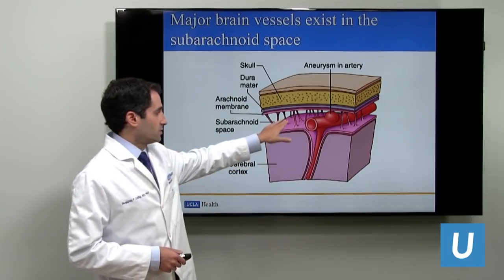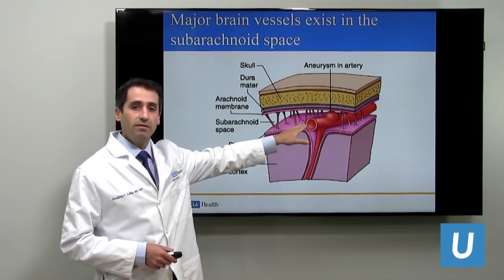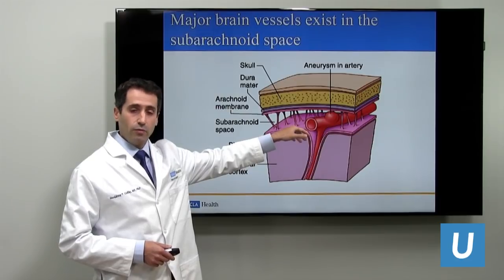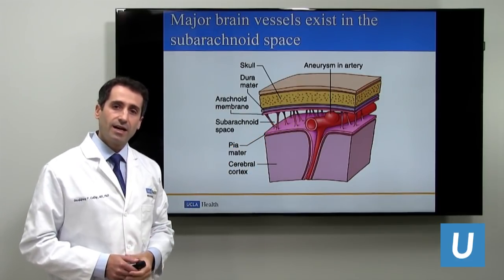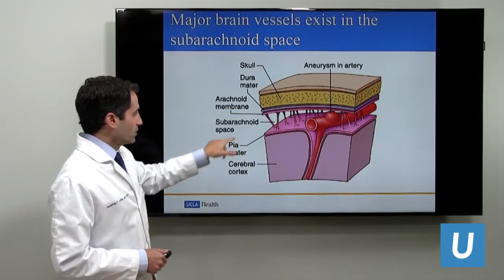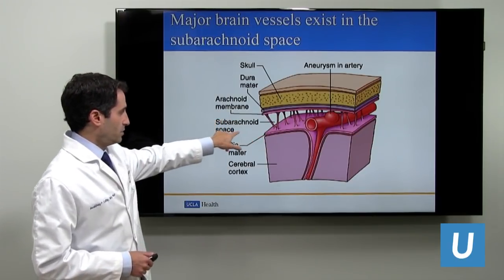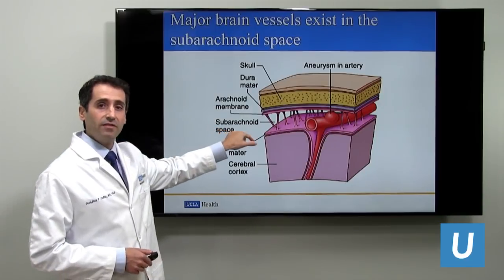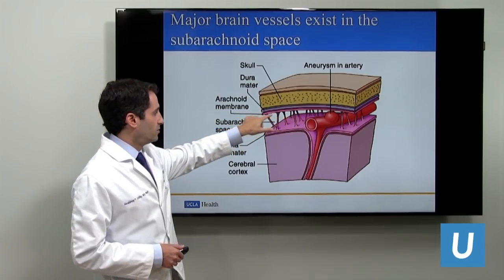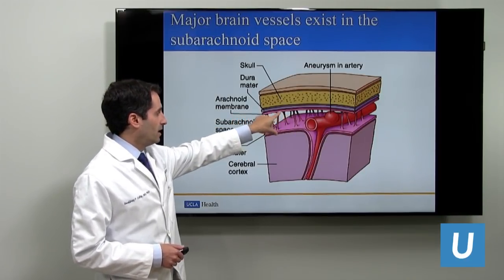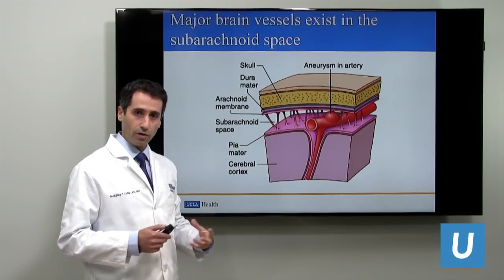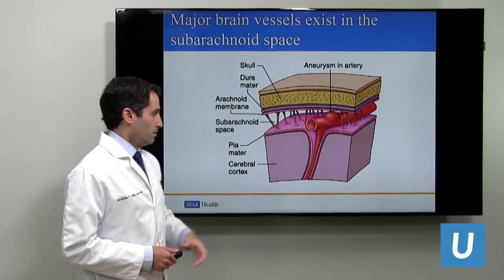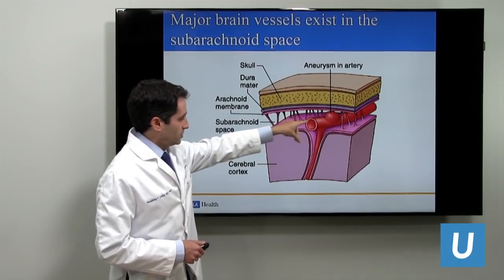These major blood vessels and arteries course within a different layer of the head, which is not actually inside the brain tissue itself, but rather right on top of the brain. And they course within something called the subarachnoid space. This is a space that's confined by a very thin layer of tissue called the arachnoid membrane, and these little trabecula that almost look like a spider web that form the subarachnoid space. The vessels course within this space as shown here.